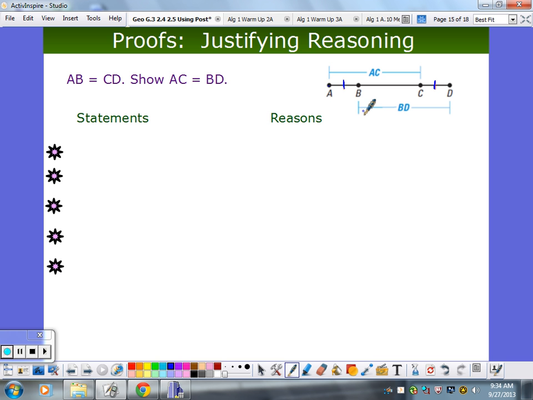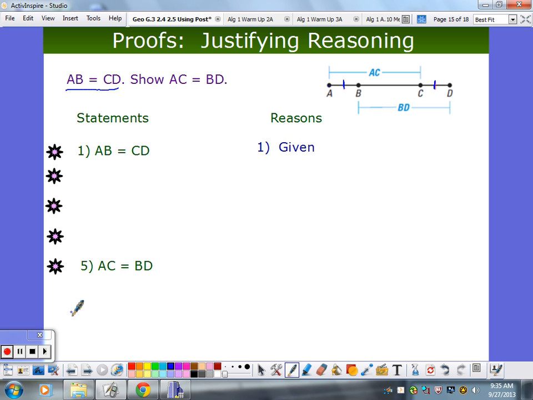Now, they're just telling me a statement here. How come I can say that's my first statement here? Why? It's a given. It's what they're telling me is true. It's what I can assume is true. It's like giving me a hypothesis, here's something that's true. So what's going to be my last statement in this proof? What's going to be the very last statement? Yeah, that's where I want to get.